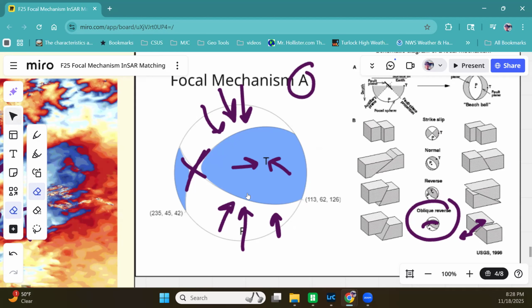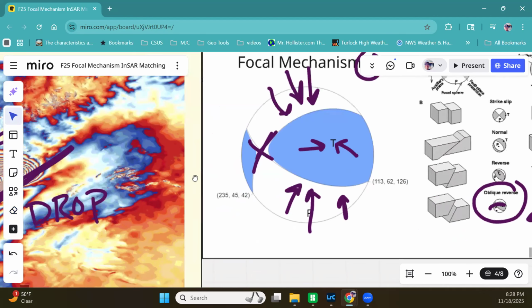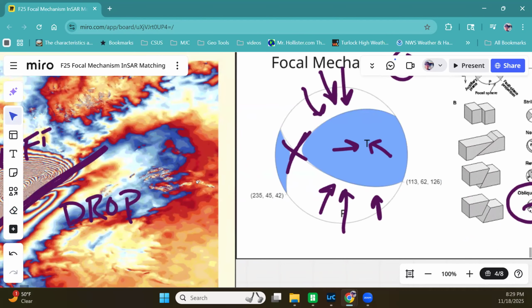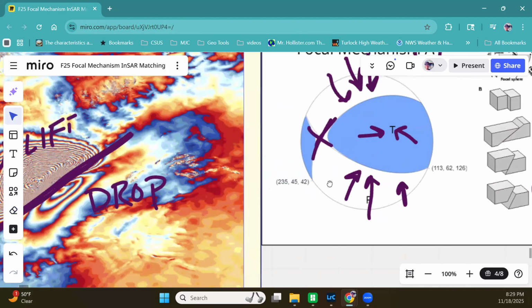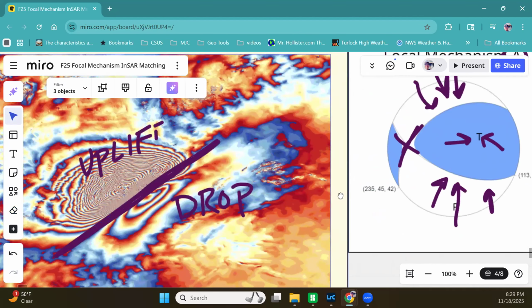So here's where it gets a little fun, I think. If you go back and take a look at this, what's kind of cool is we can see literally, if it's a reverse fault, which one is the hanging wall and which one is the footwall looking at this, because the hanging wall is going to go up.